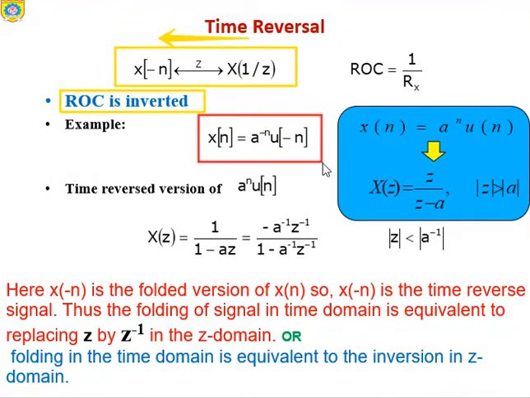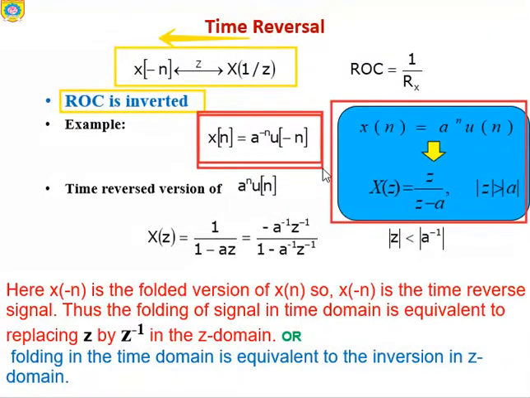So x of n, if it is given by a raised to minus n, u of minus n, so it is in inverted fashion, which we have seen in the earlier case, which is just provided in the shaded portion. That is, x of n, if it is a raised to n u of n, then obviously it has x of z equal to z by z minus a, and the ROC will be mod z greater than mod a. With respect to this formula, we can proceed to get the z transform for this particular sequence, that is x of n is equal to a raised to minus n u of minus n.